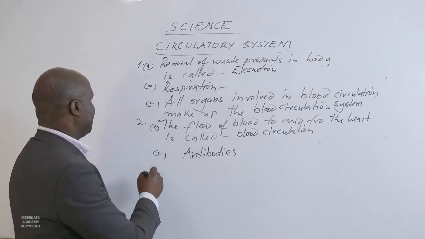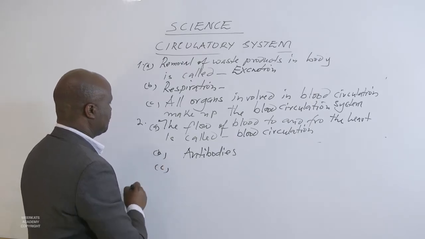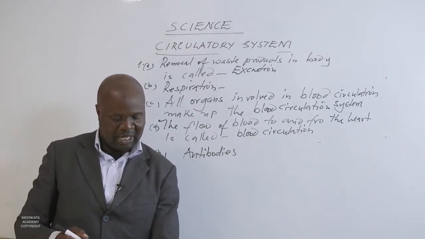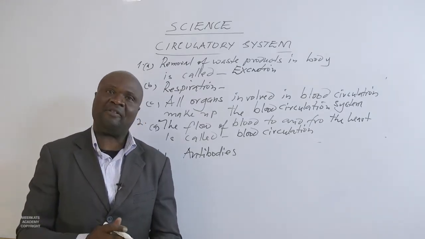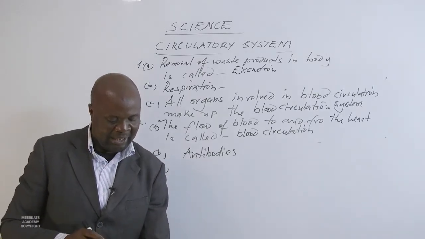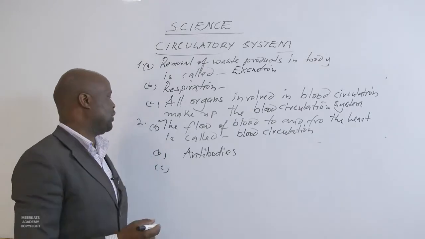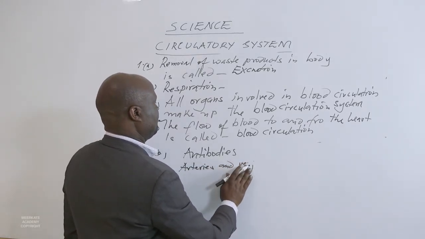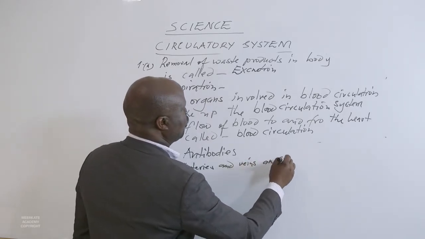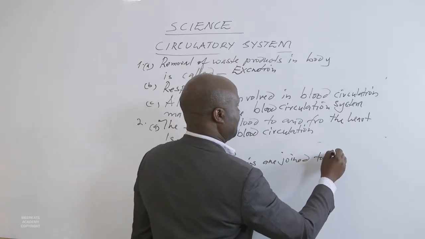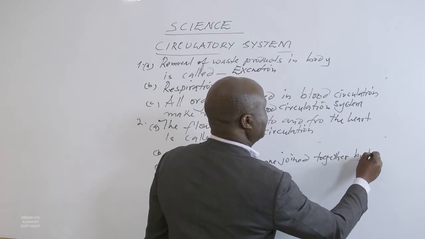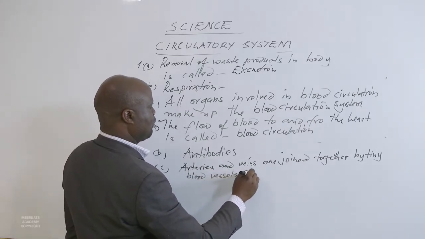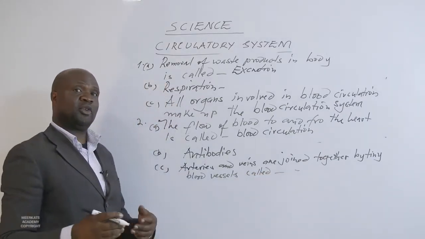Then we have another question. We can have question 2A, 2B, we can have question 2C to test our memory. Question 2C is, arteries and veins are joined together by tiny blood vessels called dash. I'll repeat the question. Arteries and veins are joined together by tiny blood vessels called dash.